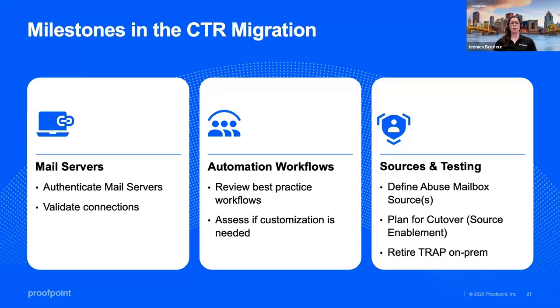Then you're going to move into automation workflows, where you're really just adjusting the best practice workflows: which ones to turn on, which ones are applicable to us, and then applying any customization that might be needed. And then lastly, you want to go to the sources and do any defining of your abuse mailbox, and eventually planning for and conducting the cutover. And then we'll talk about TRAP on-prem and retiring that.